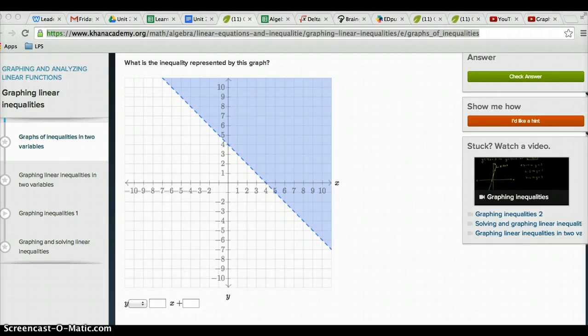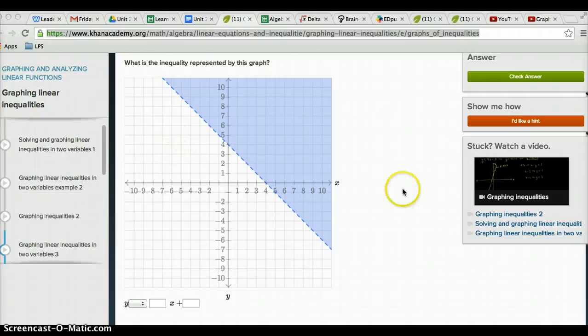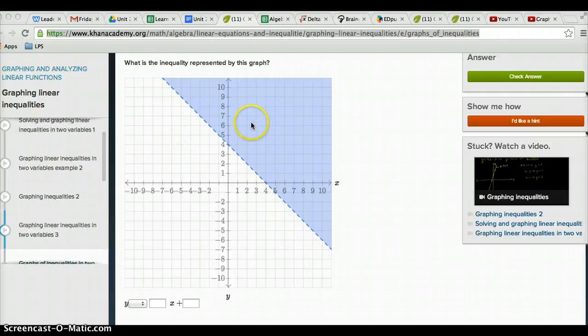Okay, so now we're actually going to work in reverse. They're asking us what inequality is represented by this graph. So just like in the past when we had to write the equation when given a graph, we're going to do the same thing. And you guys already know a lot of the rules are the same when you're writing the equation of a graph, right?